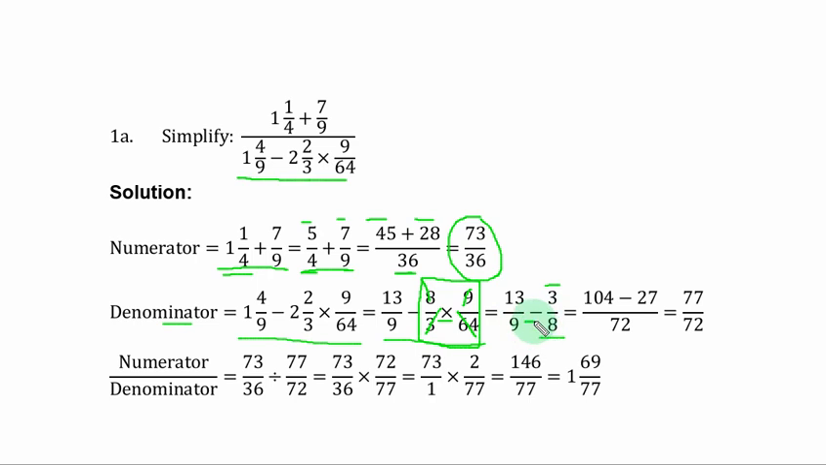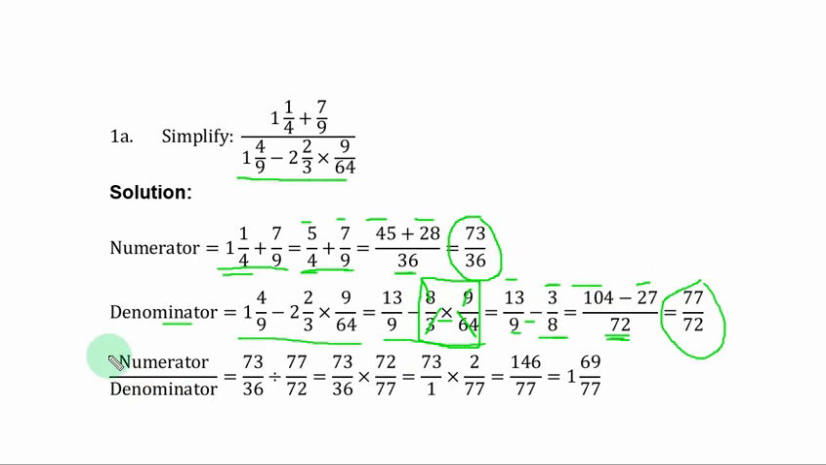Now you have subtraction. You find the LCM of 9 and 8. That is 72. You divide 72 by 9, you have 8. 8 times 13, you have 104. You divide 72 by 8, you have 9. 9 times 3, you have 27. When you subtract, you have 77 over 72.